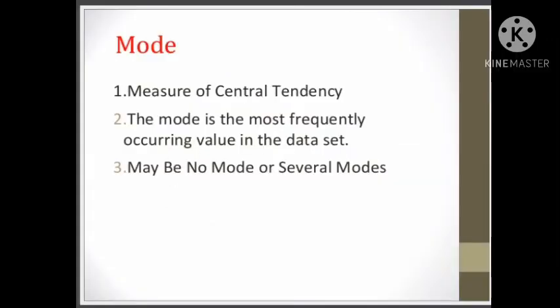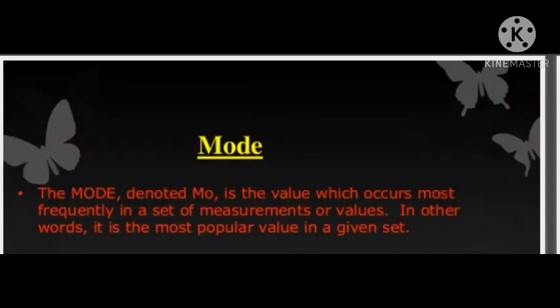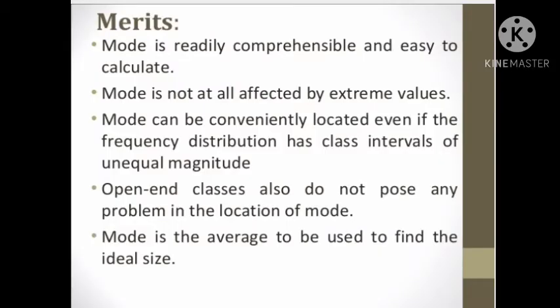Next one, the third part of measures of central tendency, that is mode. The mode is the most frequently occurring value in the data set. There may be no mode or several modes in the data. In other words, we can say it is the most popular value in a given set. Merits for mode.